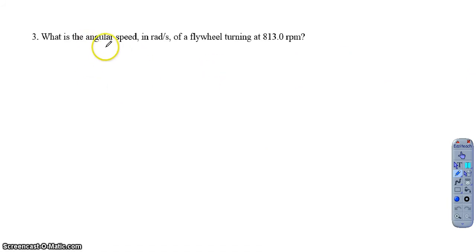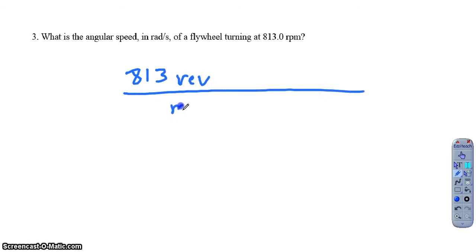Question 3 is a relatively simple question, just asking us to convert the angular speed from revolutions per minute to radians per second. We saw this a few times in class. I know most of us are probably already comfortable with it, but I'll show you how to do it in case you need it. So 813 revolutions per minute. We want to convert that to radians per second.